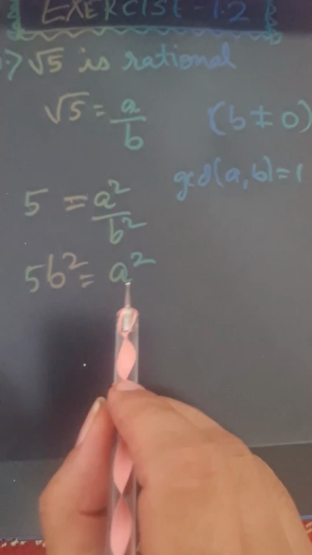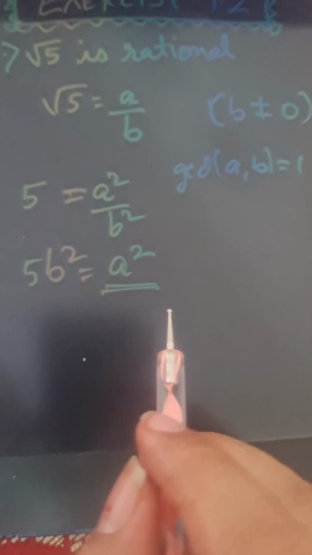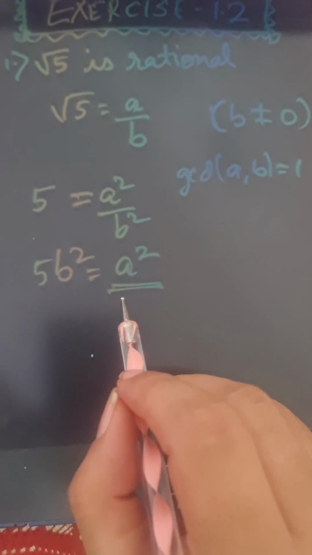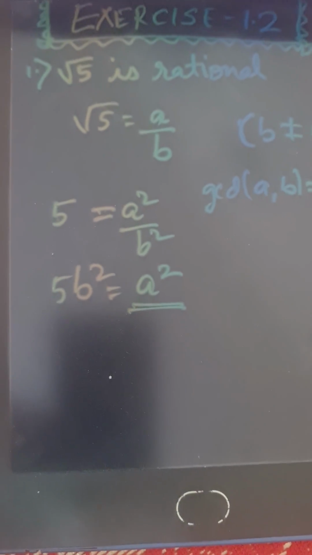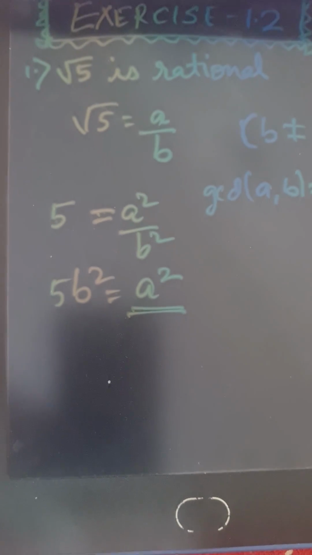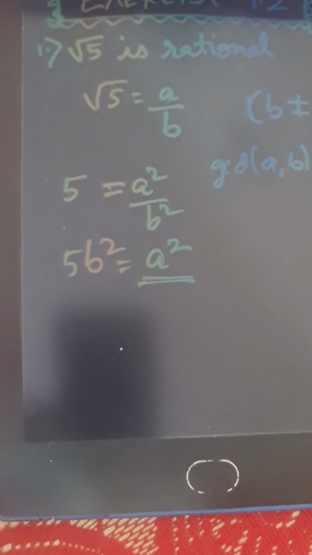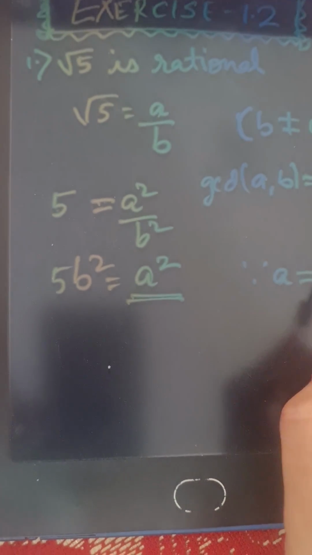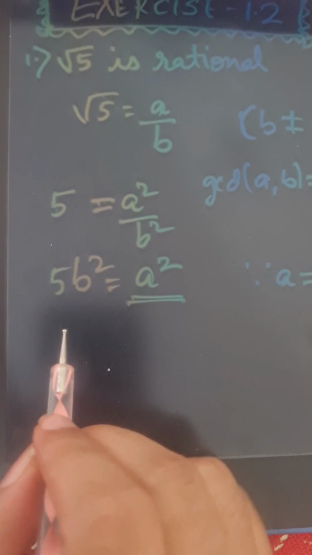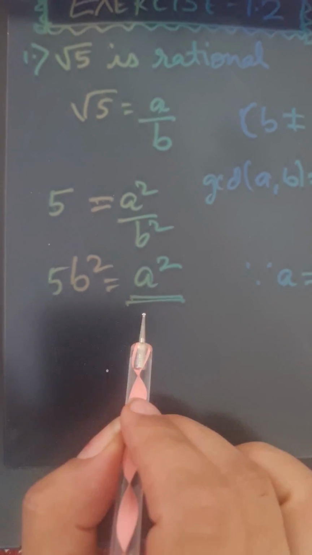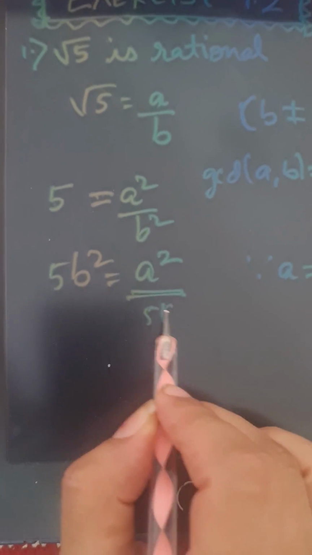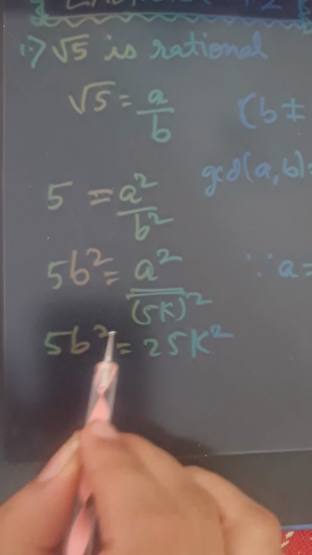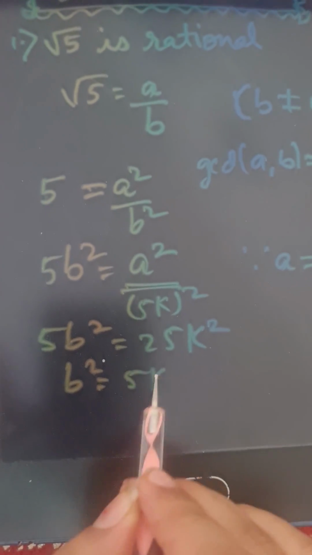So this means a square is divisible by 5. So a is divisible by 5, since 5 is a prime number, and if a prime divides a square, it must divide the number itself. So we can write a is equal to 5k. Now a square we can write as (5k) square, which is 25k square. So 5b square is equal to 25k square, that is, b square is equal to 5k square.